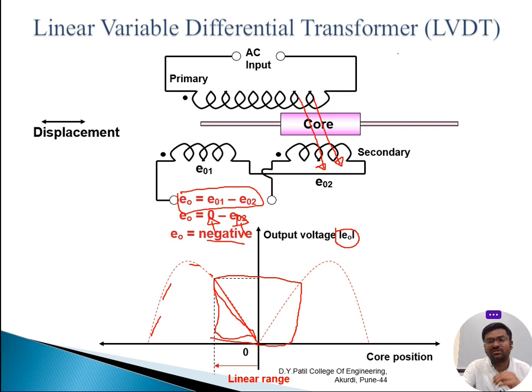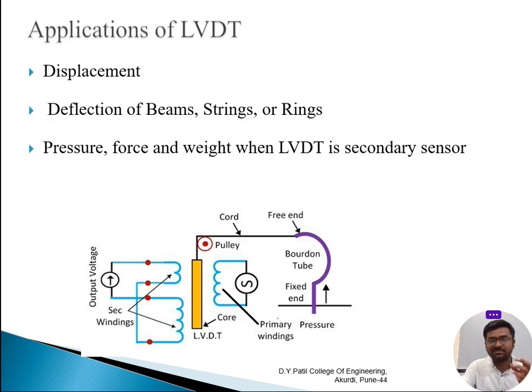Now we will move on to the different applications associated with LVDT. You can observe here displacement. I already stated LVDT is used to measure displacement, and also the deflections of beams, strings, and certain sorts of rings. You may observe in many activities rings and strings are used. If we would like to measure, for example in gymnastics, the displacement of strings and rings also, we will use the LVDT.